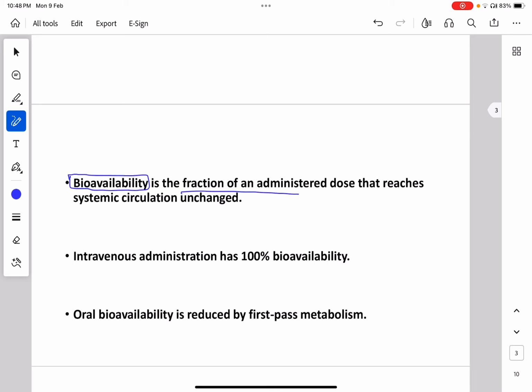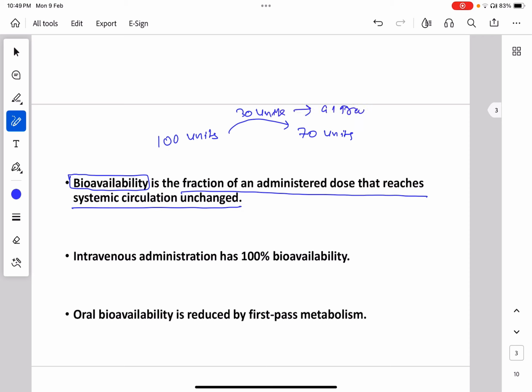Bioavailability is the fraction of an administered dose that reaches systemic circulation unchanged. Now, suppose 100 units of drug is administered to a patient and the amount of drug which reaches the systemic circulation unchanged is 70 units. 30 units is lost in between, in the GI tract due to variation in absorption and many other factors. So, what is bioavailability? This 70 units, or 70%, is the bioavailability.